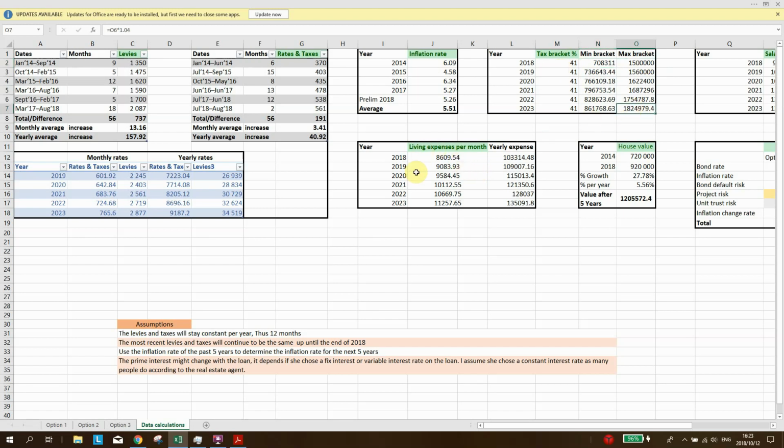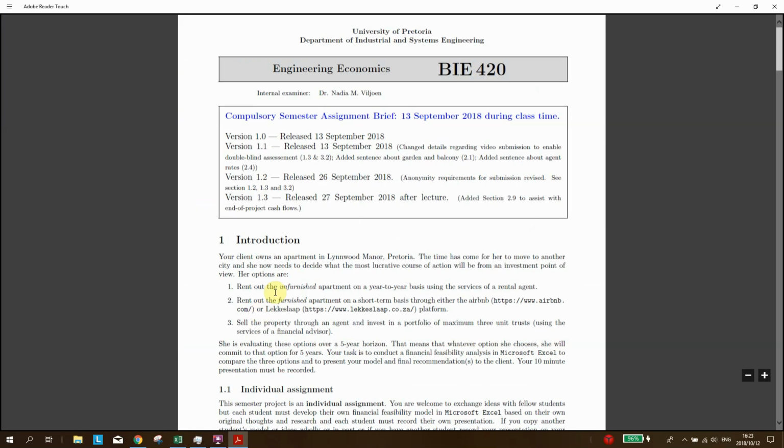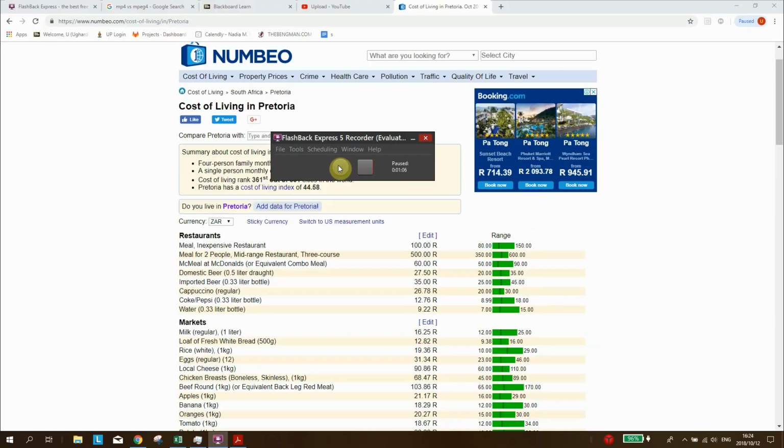The living expenses were calculated by a website. I can't find it, not quite here. Okay, I found it. The living expenses were calculated by NIBO for a single person. You can compute it here yourself.